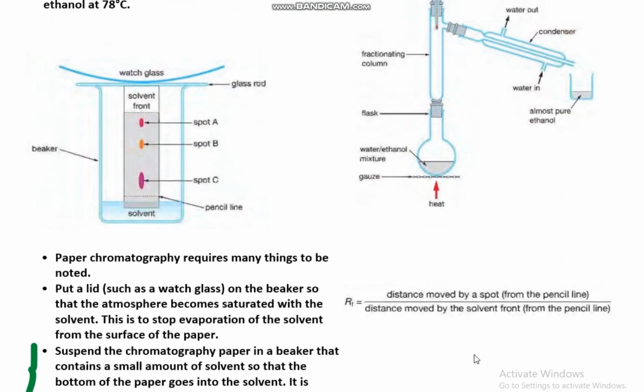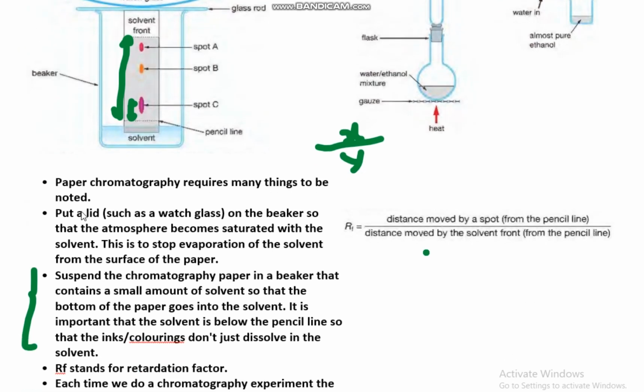And then we have to take care of this calculation. We have to measure the distance moved by a spot. For example, this is the distance from the pencil line, and we put this term as x, over the distance between the pencil line and the solvent front as y. So there is your example, and this is how you do RF. You find a ruler and measure in centimeters, and there is no unit for it. That's the main thing. There is no unit for it.